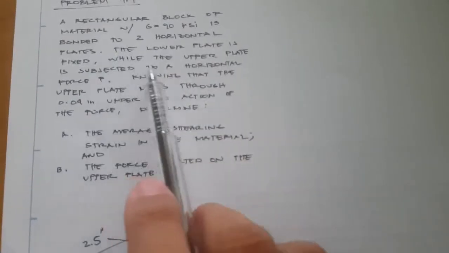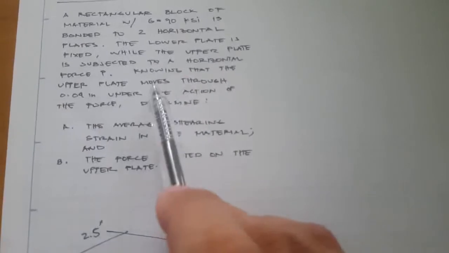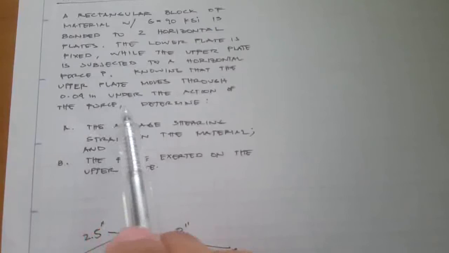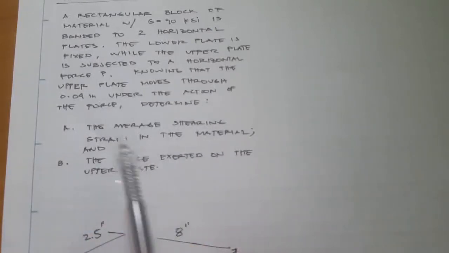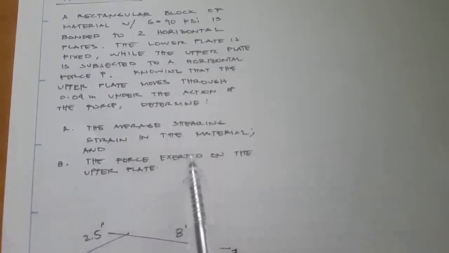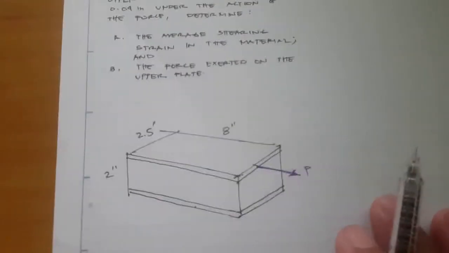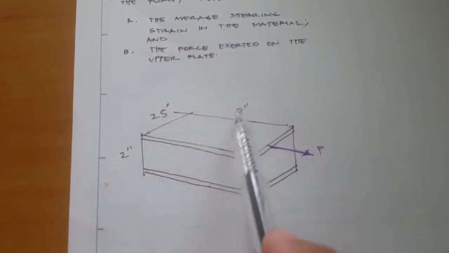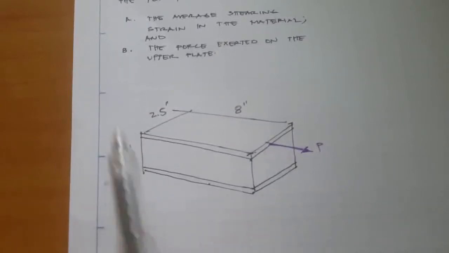The lower plate is fixed while the upper plate is subjected to a horizontal force P. Knowing that the upper plate moves through 0.04 inches under the action of the force, determine, letter A, the average shearing strain in the material, and letter B, determine the force exerted on the upper plate. Okay, so here's the dimension. We have 2.5 inches by 8 inches for the plates, and along the vertical direction is 2 inches.